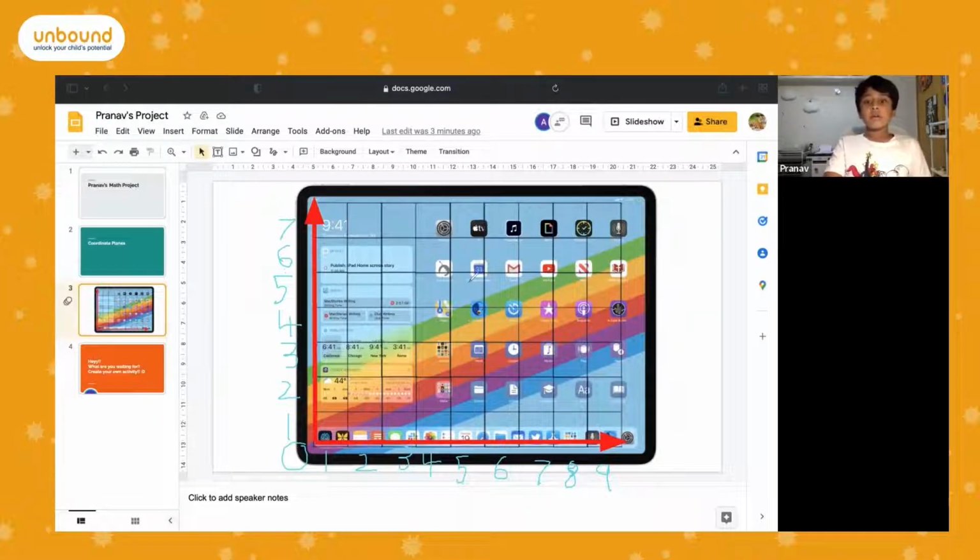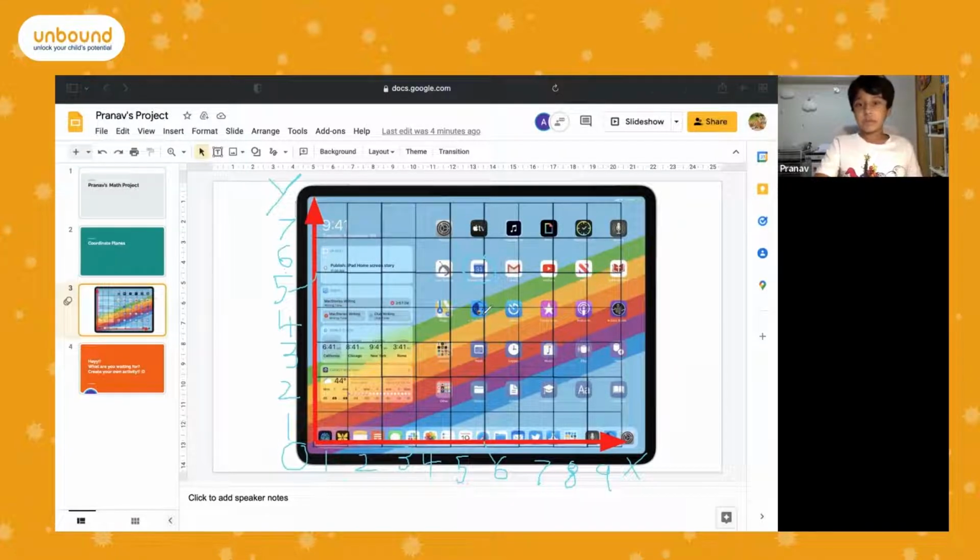So, if I tell you where is Google Calendar, that is this app which is circled right now in blue, you'll have to say 6, 5. Because no matter what, you always say the x-axis first. And that's y-axis. So this is 6. And that is 5. So that is 6, 5.